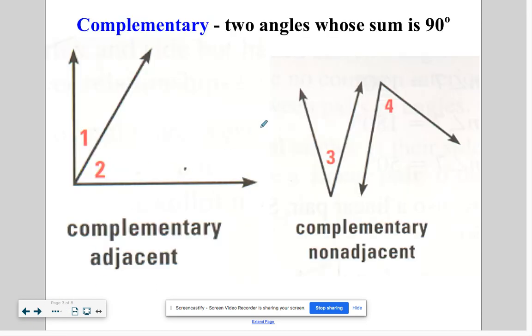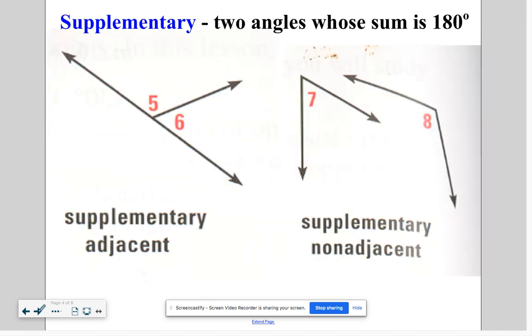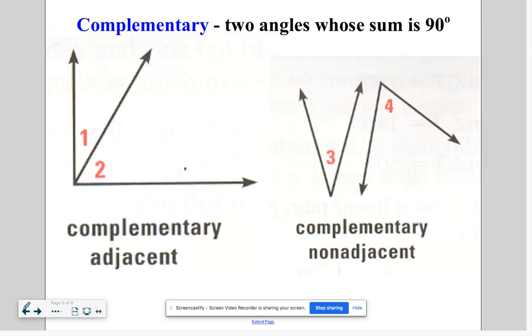Now, two more angle pair names that we need to know are complementary, and then on the next slide I have supplementary. Complementary is where they add up to 90. So if you have two adjacent angles here, that could make complementary angles where you have 90 degrees. Maybe this one's 30 and angle 2 is maybe 60, right? If that was true, then of course I would have complementary angles because they add up to 90 degrees.